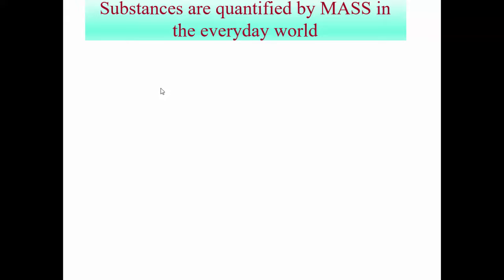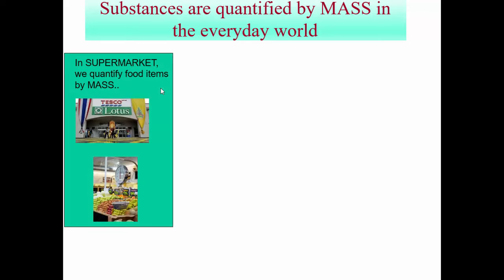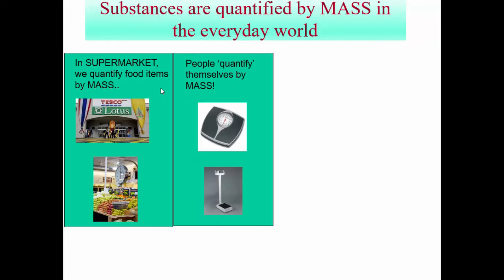Let's get started. You know that substances are quantified by mass in the everyday world. You know from going to the supermarket and buying food that food items are often quantified by mass. If you want to find out how much you're buying, determining if it's just the right quantity, you might weigh it. And also, those items will be weighed when the people at the supermarket determine how much to charge you for those quantities if you want to take them home. Also, you might quantify yourself by mass if you're interested in inspecting the quantity of yourself to determine whether maybe there's too much of you physically or not enough.